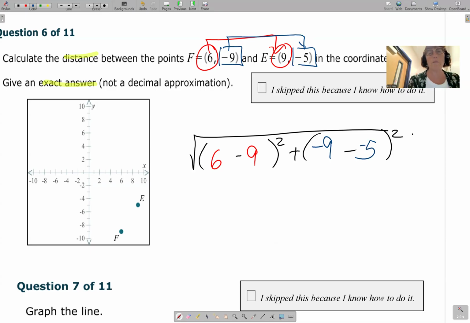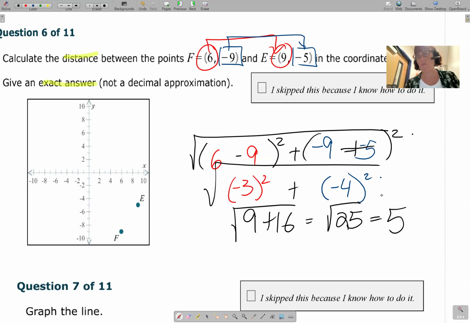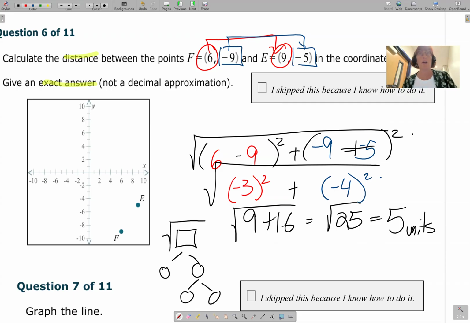You're going to do your math here. It's going to be -3 squared. Careful with the plus sign there. Double negative makes a positive. It's going to be -4 squared. Now this one is a perfect square, so it's 5 units. If it's not a perfect square, you're expected to factor and to simplify.